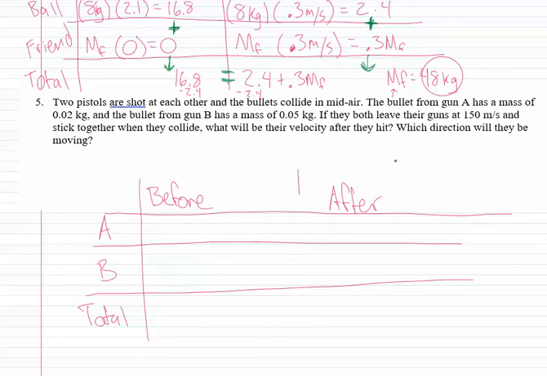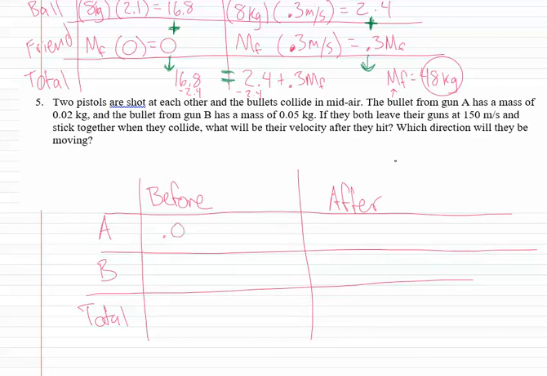And just like before, we're going to fill in all of the momentums into these boxes. So I start by going through the entire question and plugging in the things that I know before I do any calculating. So they shot each other, they collide in midair. Bullet from gun A has a mass of 0.02. And bullet B has a mass of 0.05. Okay, if these two things are going to hit each other in our physics class, they're not going to change mass. So after, it's also going to have a mass of 0.02 and also 0.05 for bullet B.